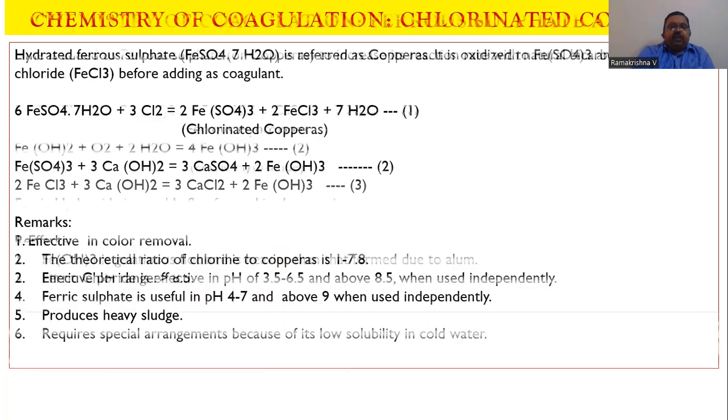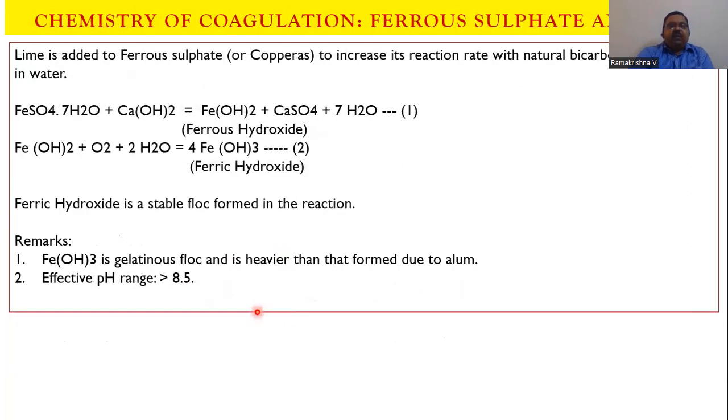Now another one is ferrous sulfate, or copperas. You have to add ferrous sulfate and lime. When you add ferrous sulfate and lime, you are going to get ferrous hydroxide. This ferrous hydroxide participates in the reaction to get ferric hydroxide as the sludge, right? So ferric hydroxide is a gelatinous floc and heavier than that formed due to alum. Effective pH range is greater than 8.5.